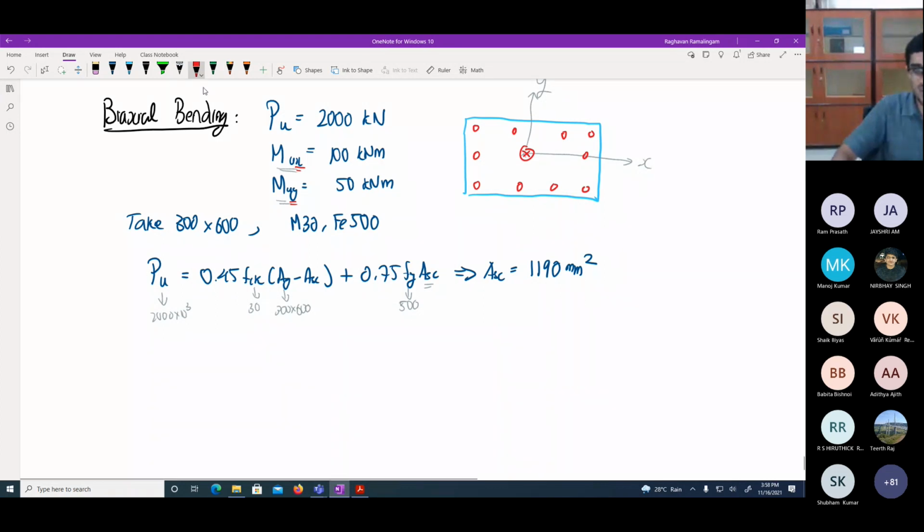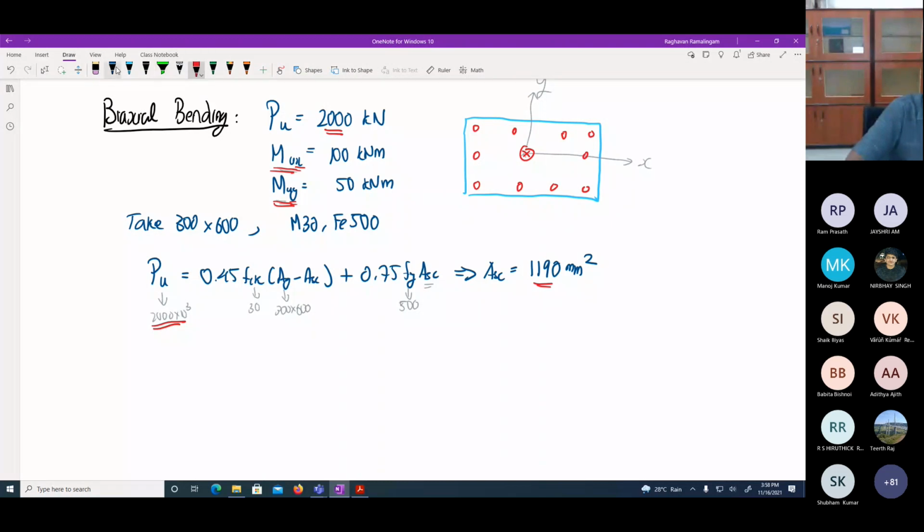But anyway, this 1190 which I have found is only counting for this PU. This has not been found by considering MUX or MUY. So as a preliminary reading, I can use this 1190 as a base, and probably make this much more. I got 1190, maybe I want to give about twice of this, maybe 2500 mm.